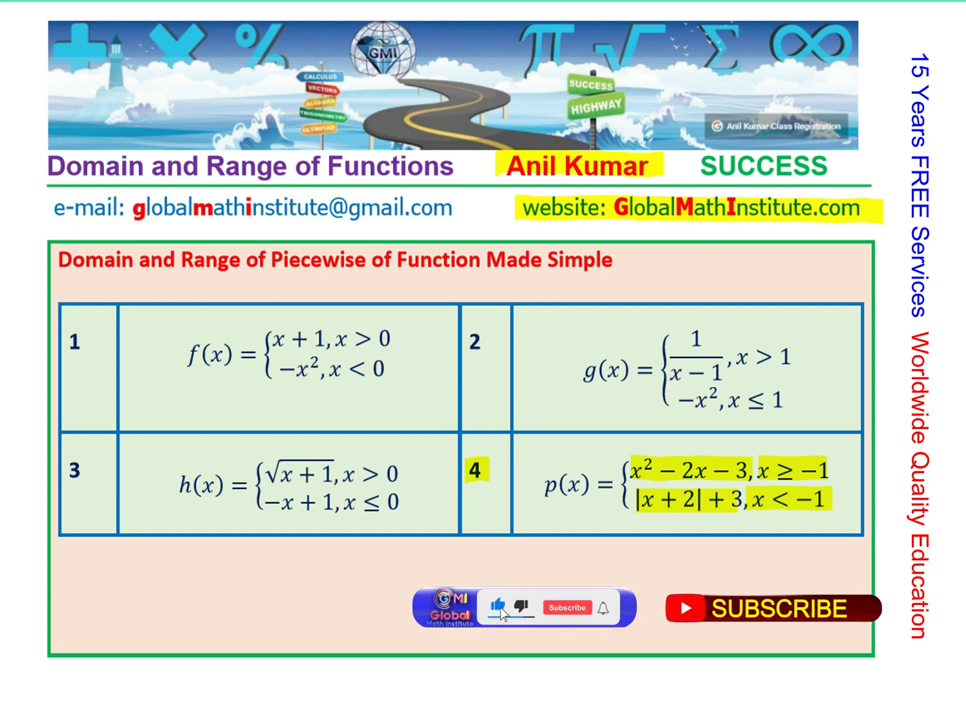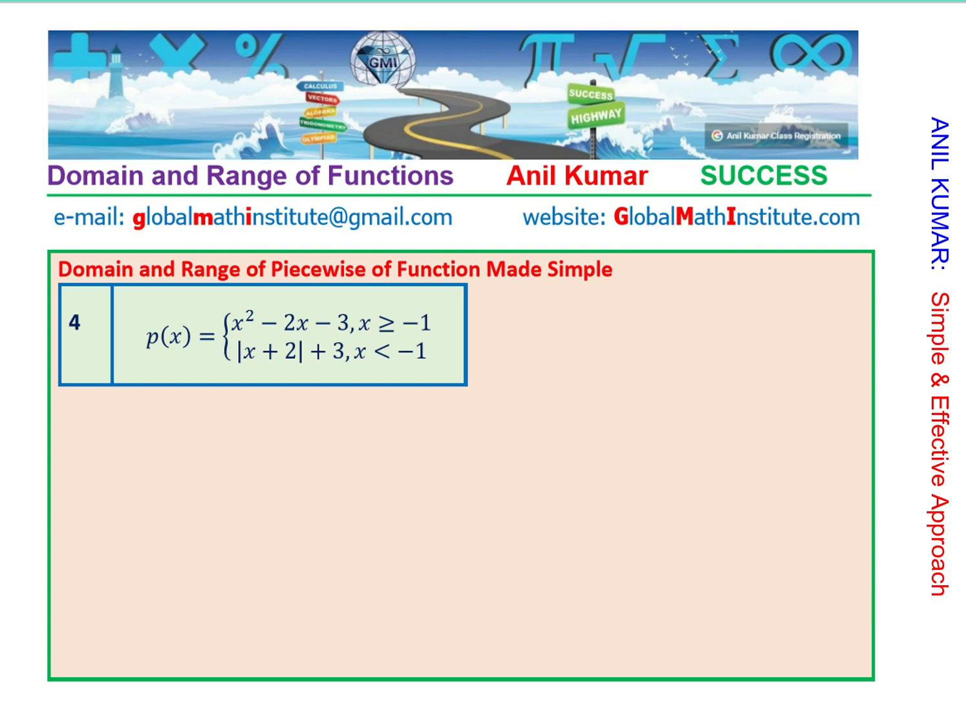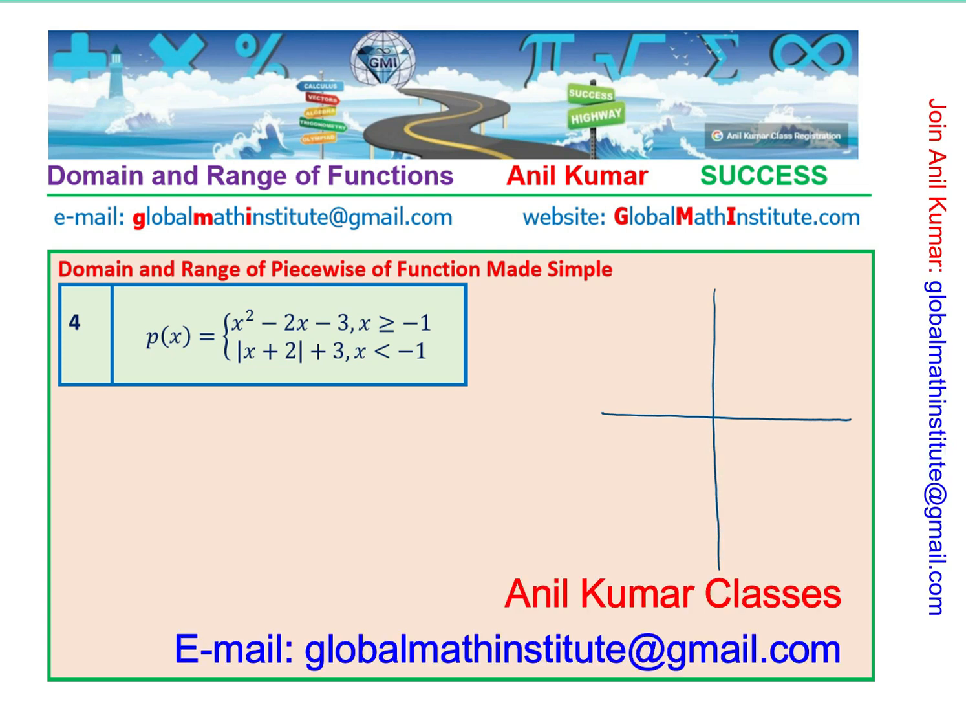Now let's take up the solution of question number 4. So question number 4 is a piecewise function where we have one piece as x squared minus 2x minus 3 when x is greater than or equal to minus 1. That means right side of minus 1. And we have absolute value of x plus 2 plus 3 for x less than minus 1. So we'll graph this function and then write down its domain and range. The critical value where it splits is minus 1. So at minus 1, we will see what is happening.